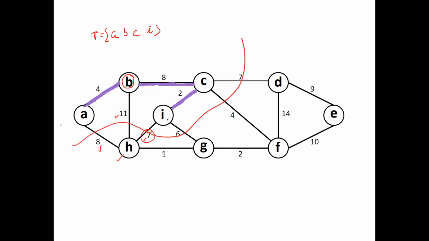Similarly, if you consider the vertex G, the only edge which is connecting G directly with this partition is GI, that is of 6. Similarly for F, the direct edge for that is CF, that is 4. For D, the direct edge is 7. So we're considering these edges for our purpose and finding the minimum out of this. Minimum out of this is CF edge. The CF edge will be considered further.